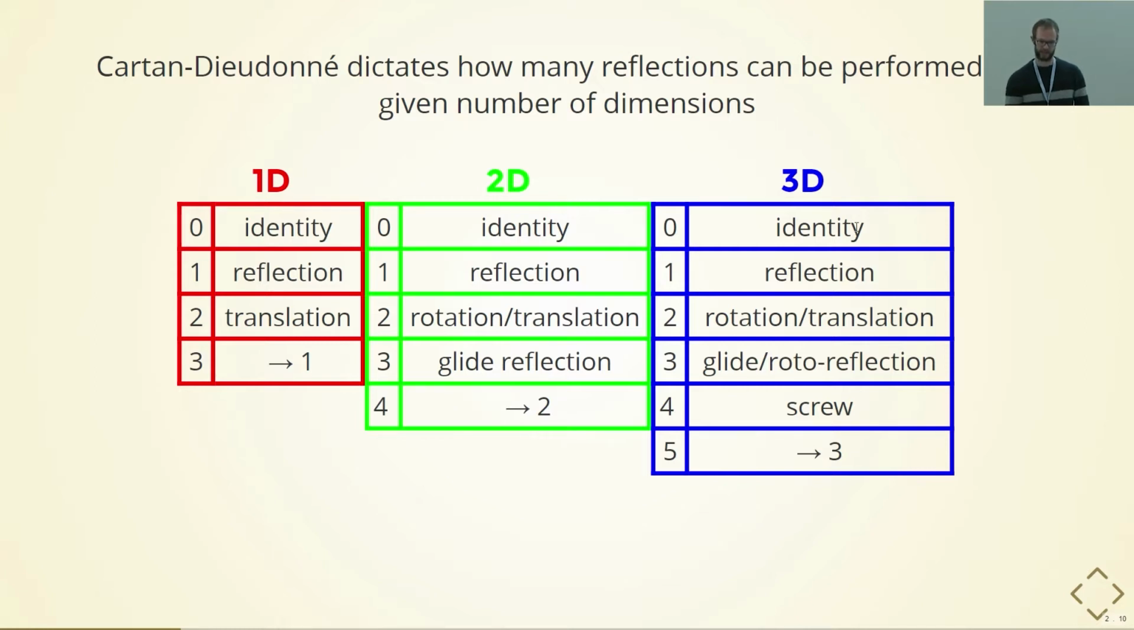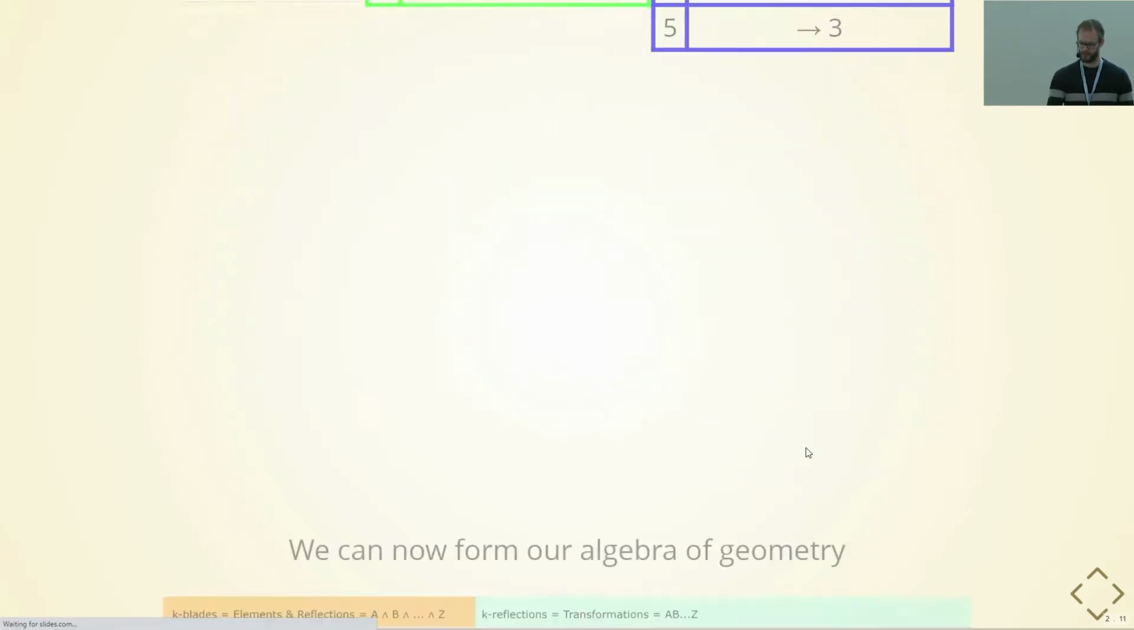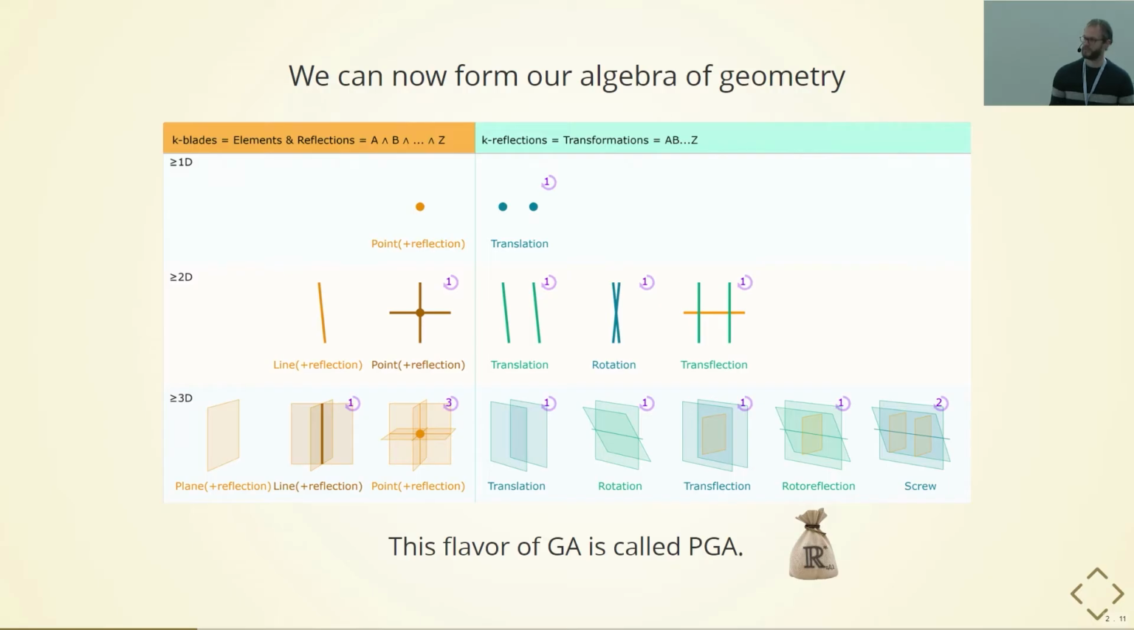And the same thing happens in 3D. Then at the level of 3 reflections, we get something new, the roto reflection. At 4, we get a screw motion. And at 5, we get back 3. So there's nothing new there. And from this idea, we can form our algebra of geometry. So starting in 1D, we want to have points and also point reflections. And we can do 2 of those to make a translation.